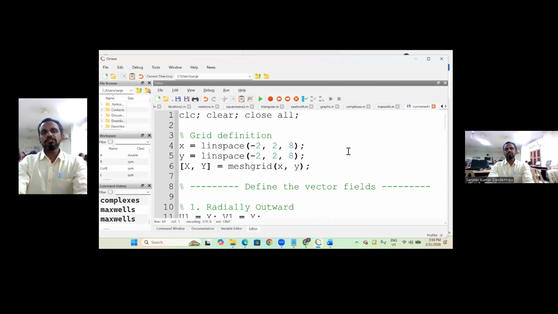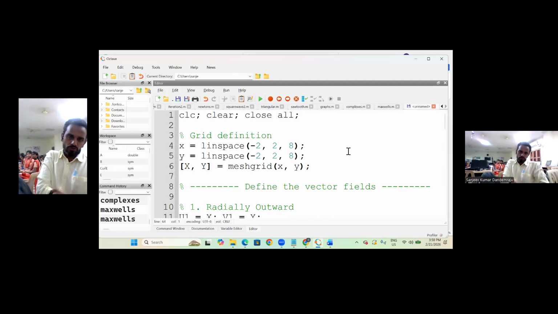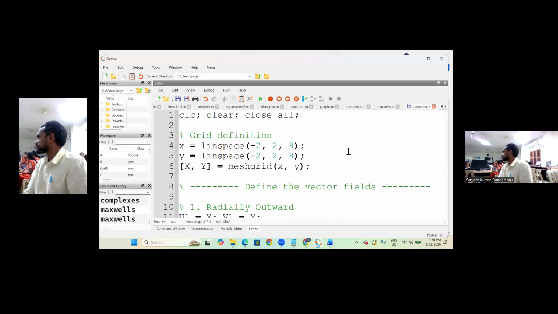So to plot these vector fields, we'll just go through it. Not going to verify it. We'll just go through it just once. And the last one is on probability.